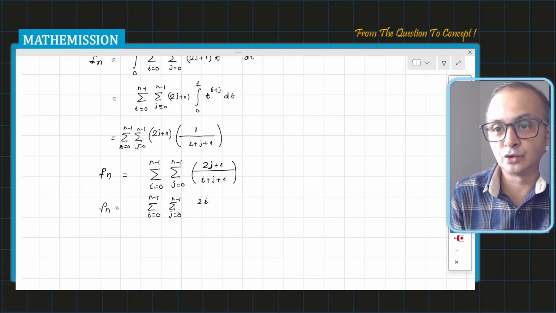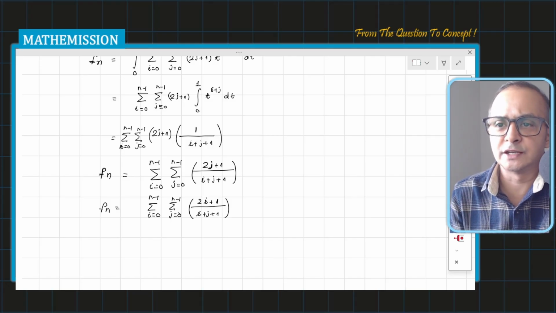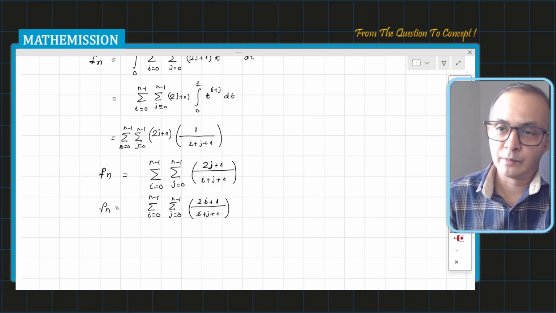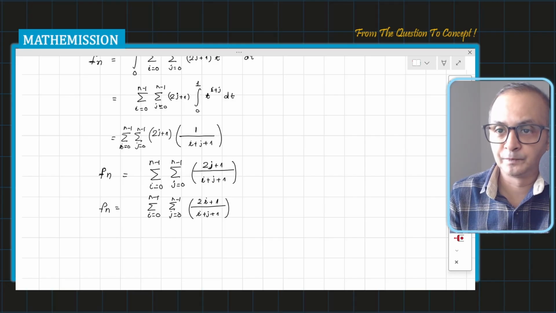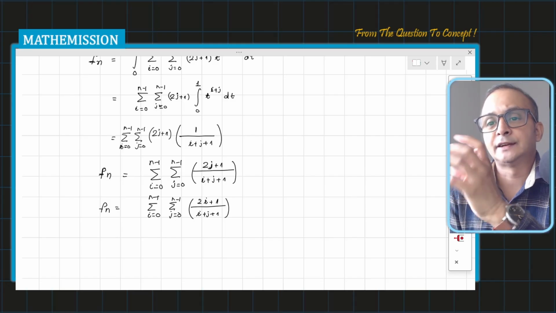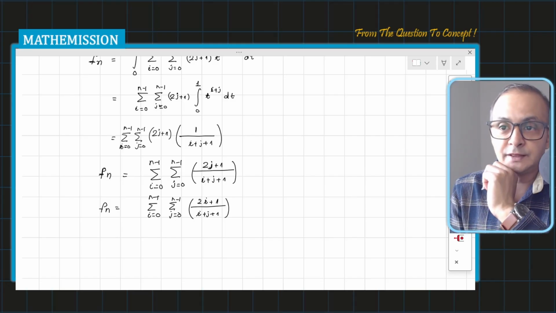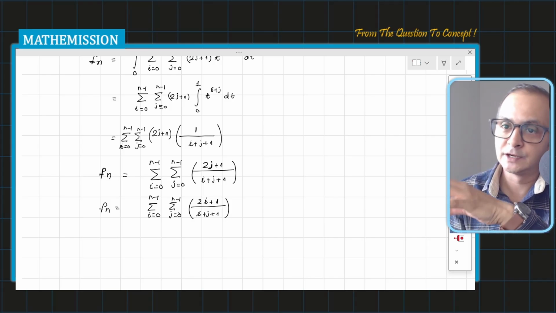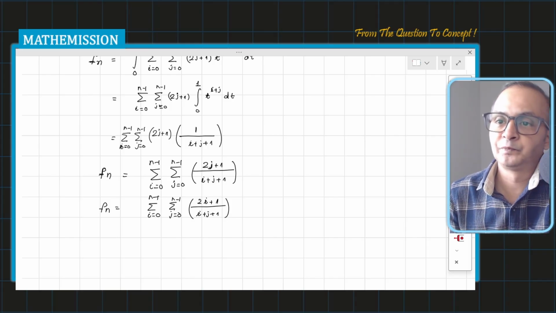So I can write (2i plus 1) divided by (i plus j plus 1), and also (2j plus 1) divided by (i plus j plus 1), because in the denominator if you switch, it will give the same result. But notice that the numerator has some significant changes. But in the result, there will be no change. This will make our life easy to calculate this summation quickly.